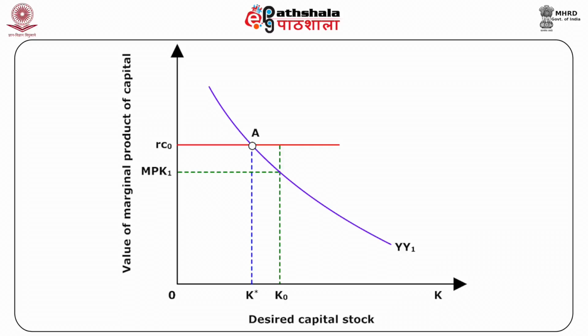This relation is shown by the downward sloping curve in the figure. The curve YY1 represents the level of output Y1. The rental cost of capital, that is RC0, is the horizontal line. Then the desired capital stock will be K star. If a higher capital stock is selected, that is K0, the MPK will be less than RC and the firm would do better to cut back on capital. If output is higher, say Y2, then the curve would shift out to the right. At an unchanged rental cost, the desired capital stock would therefore increase.